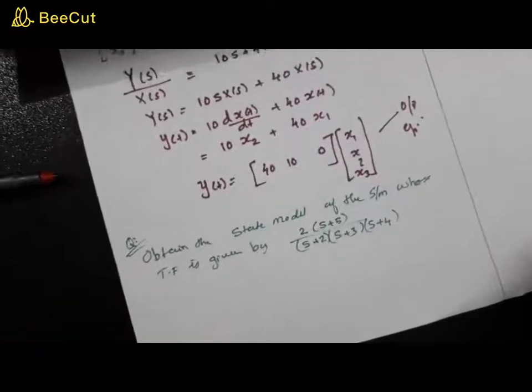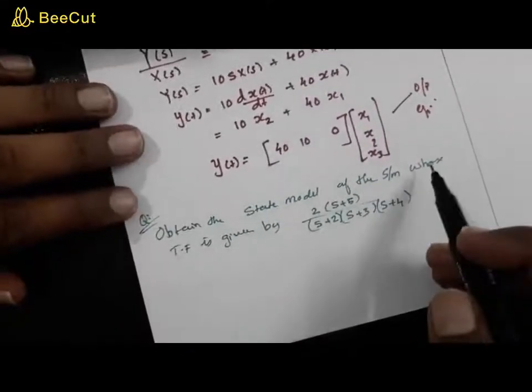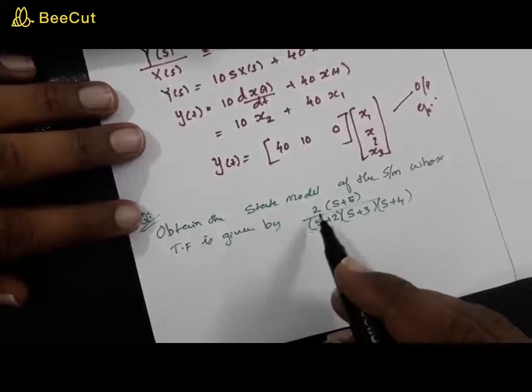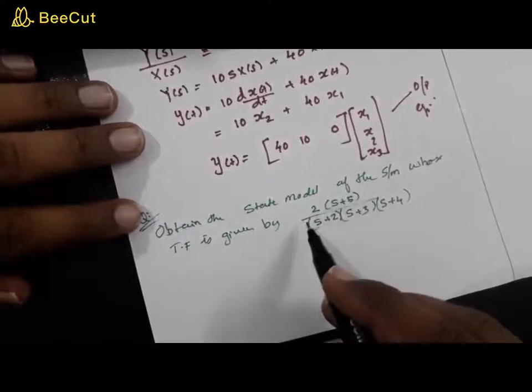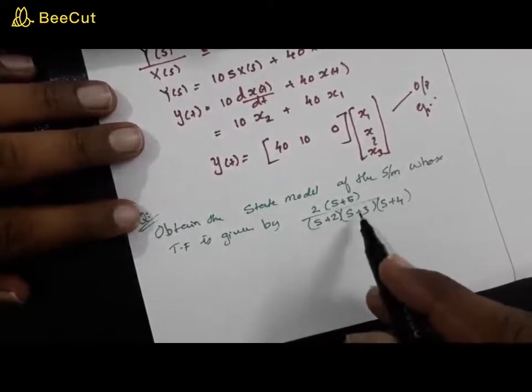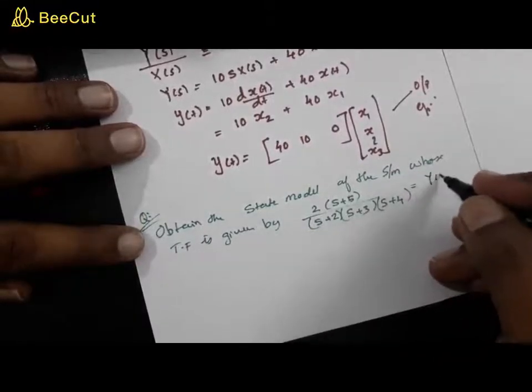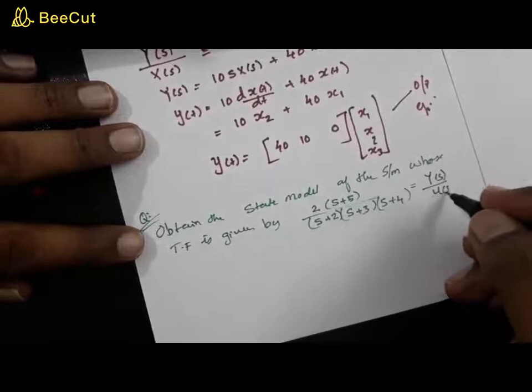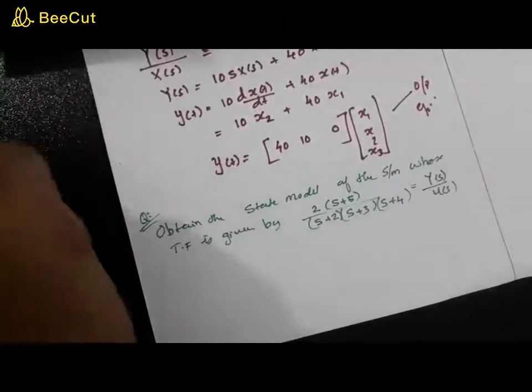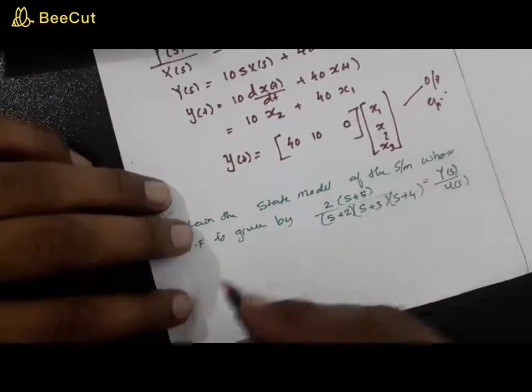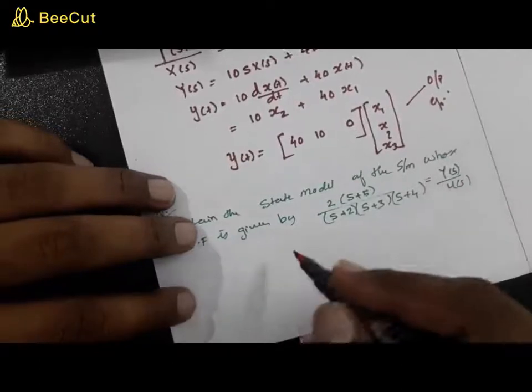Okay, so the next question is, obtain the state model of the system whose transfer function is given by 2 into (s plus 5) by (s plus 2) into (s plus 3) into (s plus 4). So this is actually your Y(s) by U(s). Now we want to split it up as X(s) by U(s) into Y(s) by X(s).